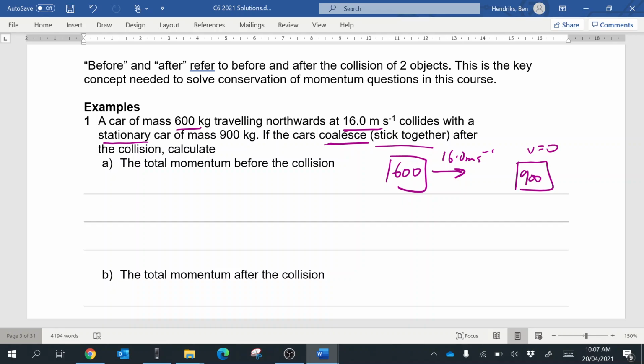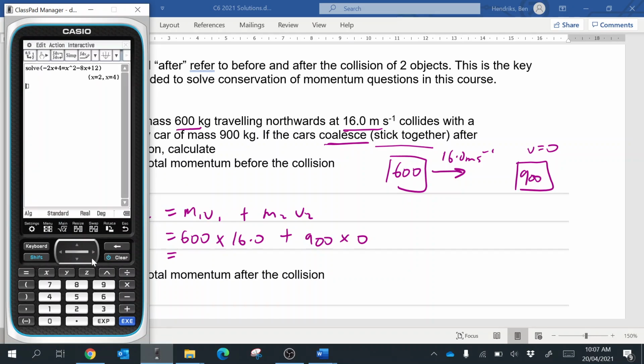Okay, and the only momentum, we could calculate them both. So the momentum before is equal to m1 v1 plus m2 v2. So the first mass is 600, and we're timesing that by 16.0, plus 900 times 0, so clearly this car has no momentum because it's not moving. It's got no velocity. So 600 times 16, let's grab our calculator.